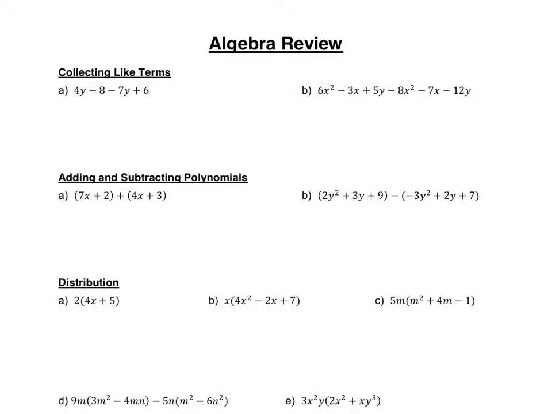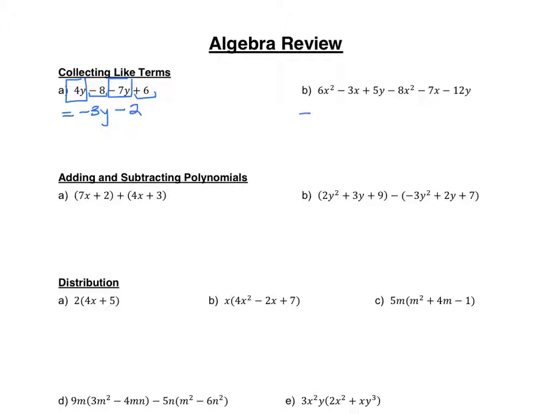All right, moving into the second part of this unit, we're going to start with some algebra review. So starting with a quick review of collecting like terms. Let's remember that like terms are terms that have the same variable with the same exponent. So looking at the first example, we can gather together our 4y and the negative 7y, which gives us negative 3y, and then the constant terms, negative 8 plus 6 equals negative 2.